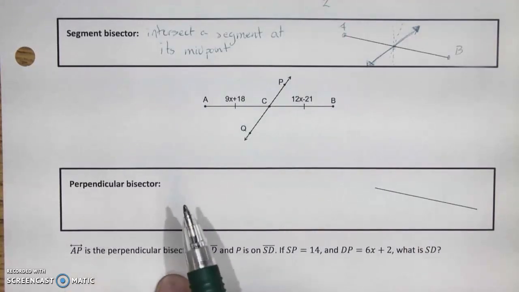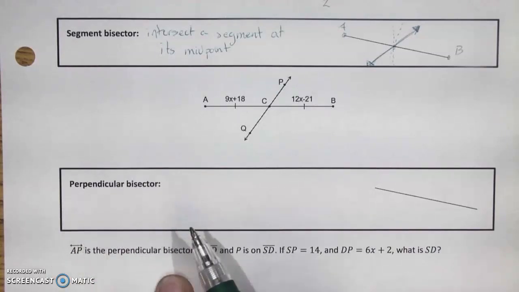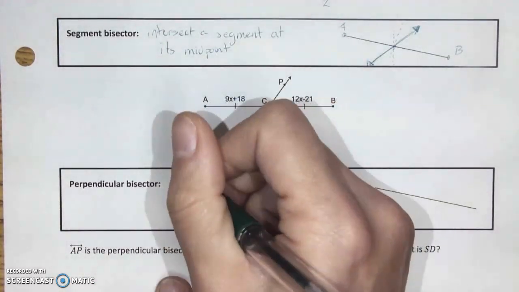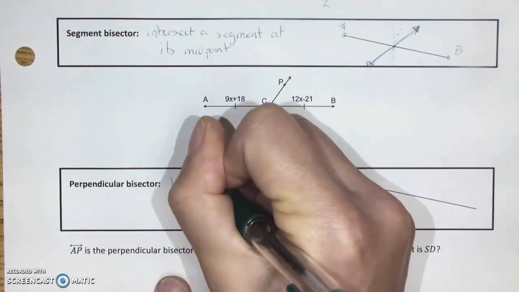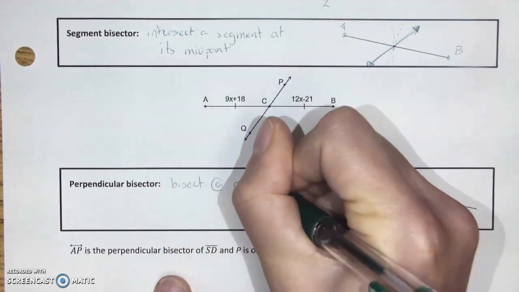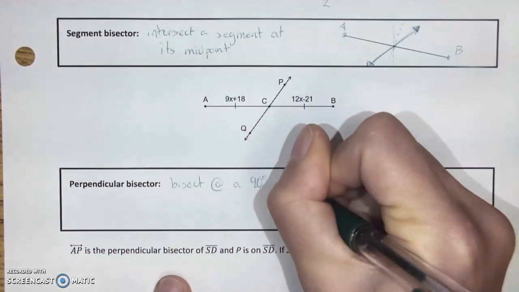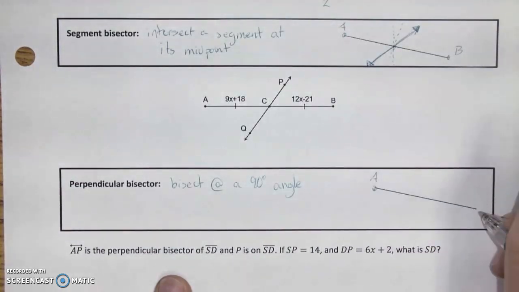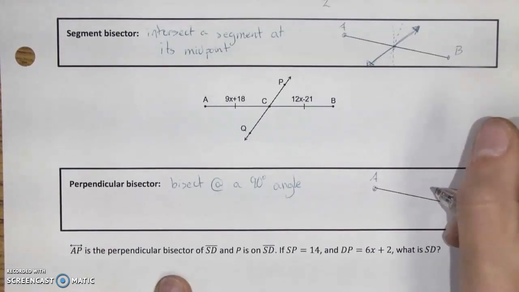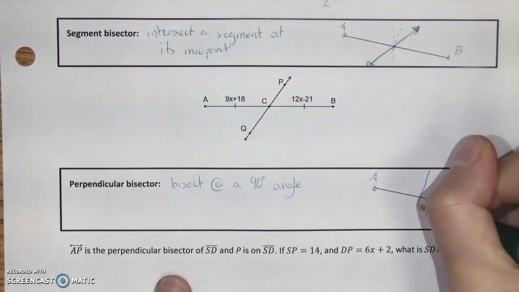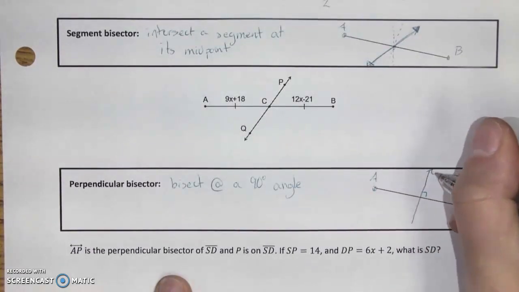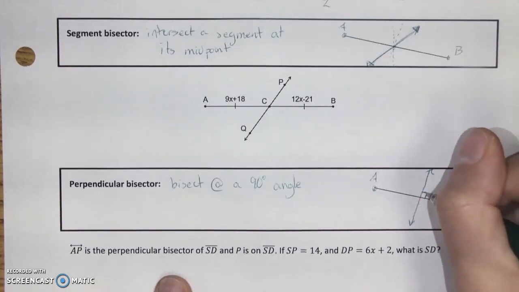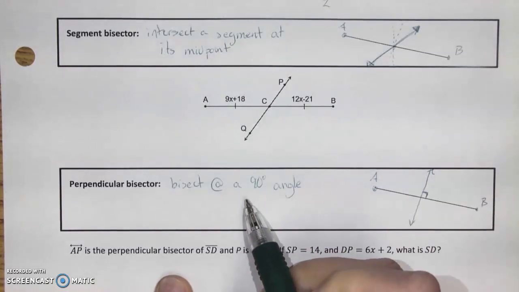We do have a special bisector called the perpendicular bisector that is only going to bisect at a 90-degree angle. So that means there's only going to be one possible perpendicular bisector to a segment, because only one line will go through the exact middle at 90 degrees. So that's going to be our special case.